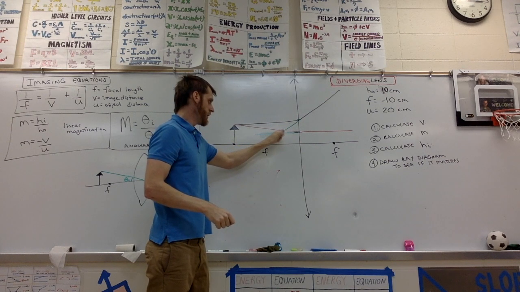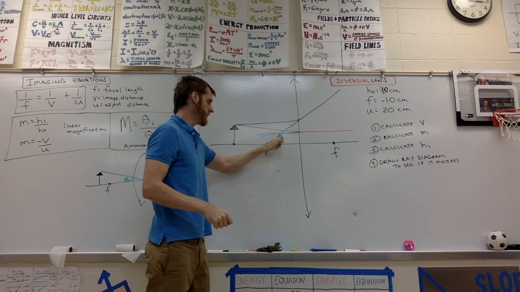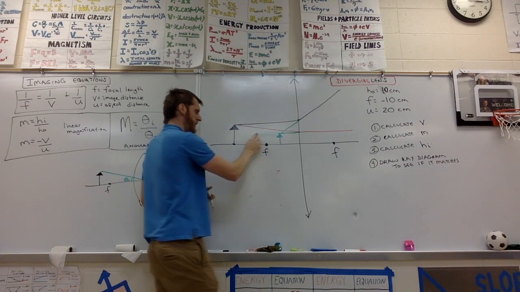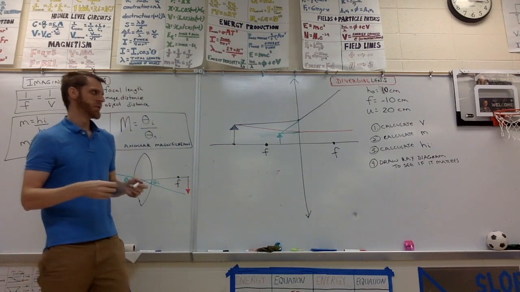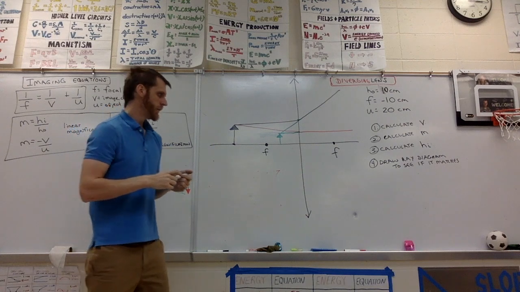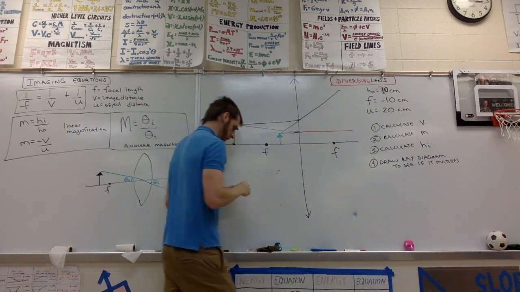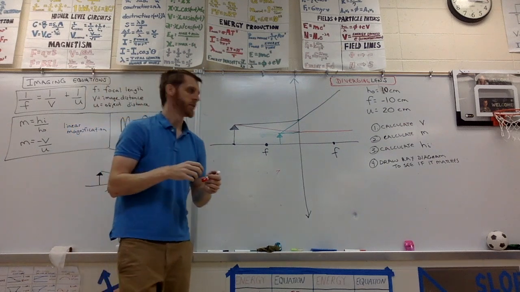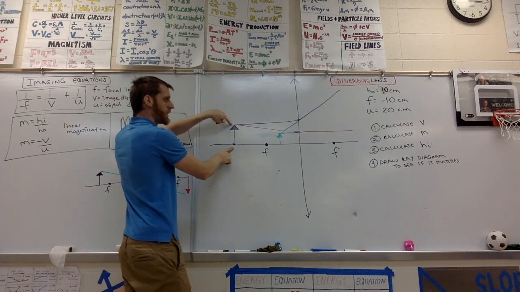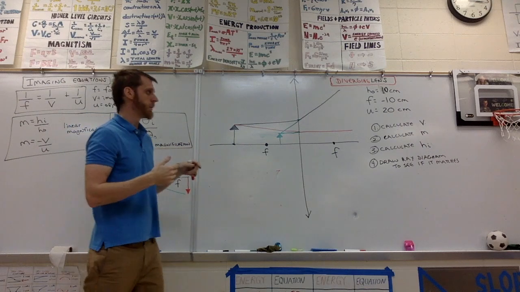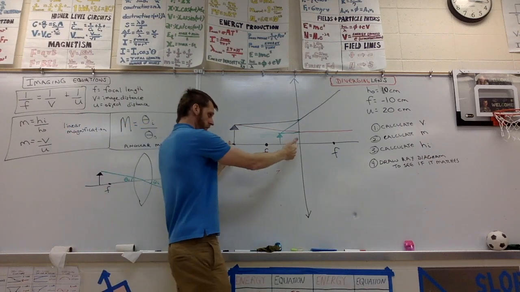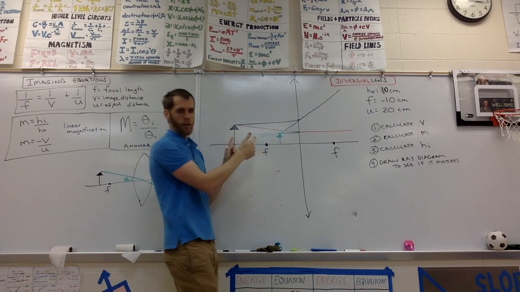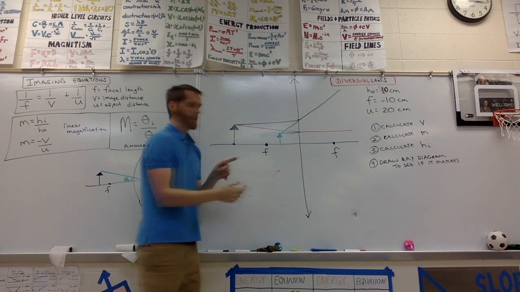So the question is, does that break our equations? How would I figure out what that image is using the equations? Well, we have the ray diagram, so we know what it should end up being. Now let's go through the equations and find what happens. So here's our object height, 10 centimeters. The object distance is 20 centimeters.